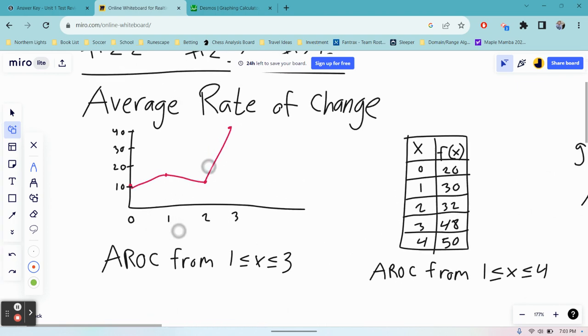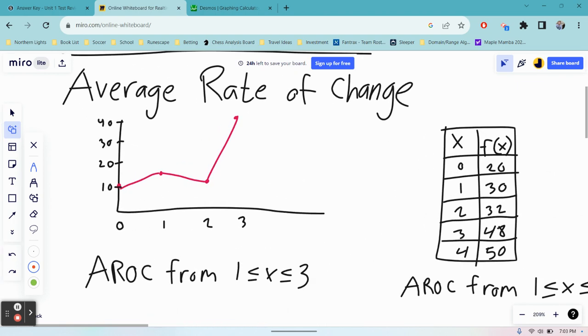Ooh, that's a nice thick line. Perfect. Okay, so the average rate of change from 1 to 3. There are two ways you could handle this.